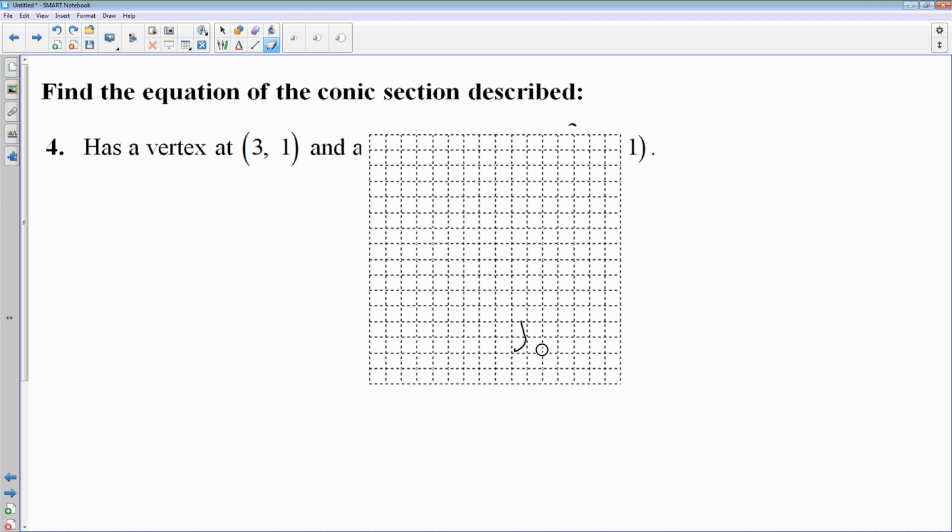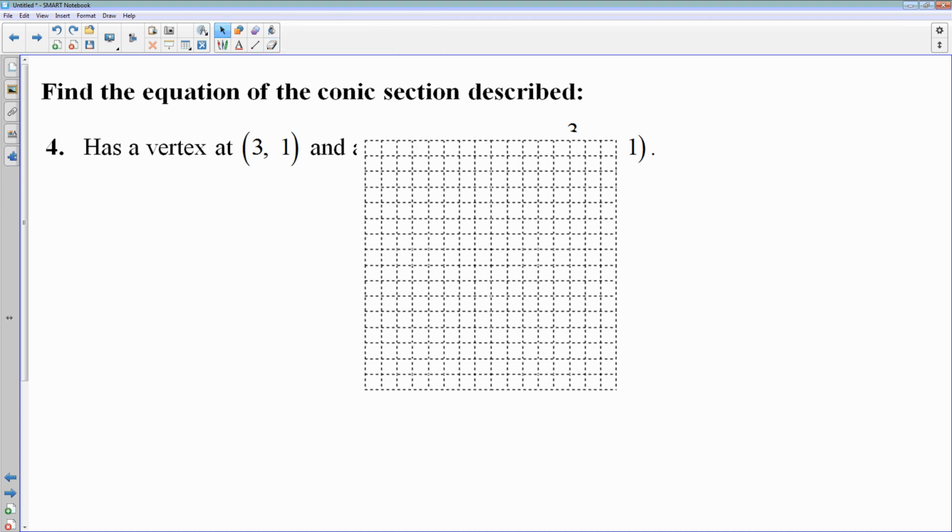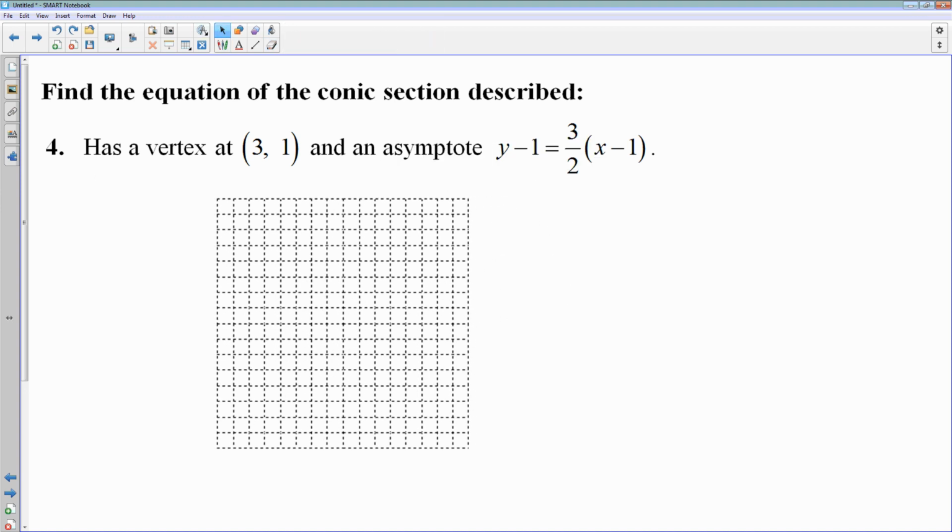Geez, why does it do that? Why did I draw that line? I don't know.